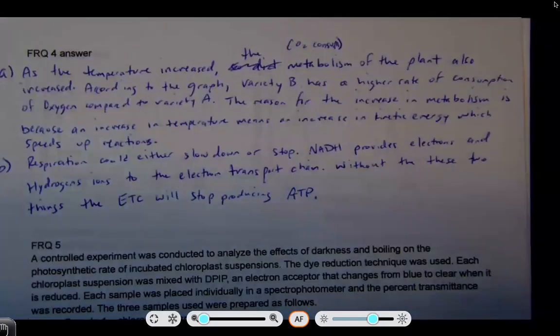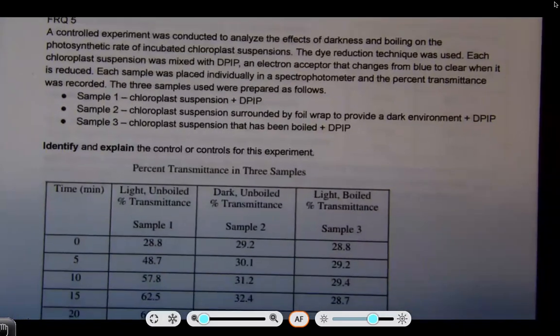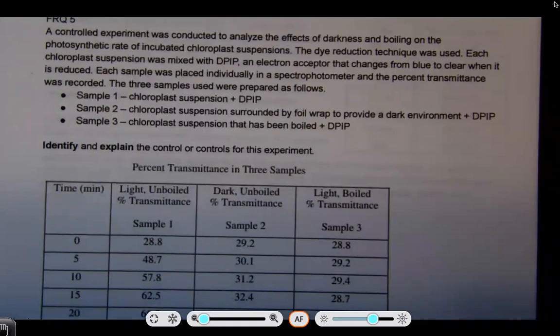FRQ 5: a controlled experiment was conducted to analyze the effects of darkness and boiling on the photosynthetic rate of incubated chloroplast suspension. So we're going to boil some chloroplasts. The dye reduction technique was used. Each chloroplast suspension was mixed with DPIP, an electron acceptor that changes from blue to clear when it is reduced. Each sample was placed individually in a spectrophotometer, and the percent transmittance was recorded.